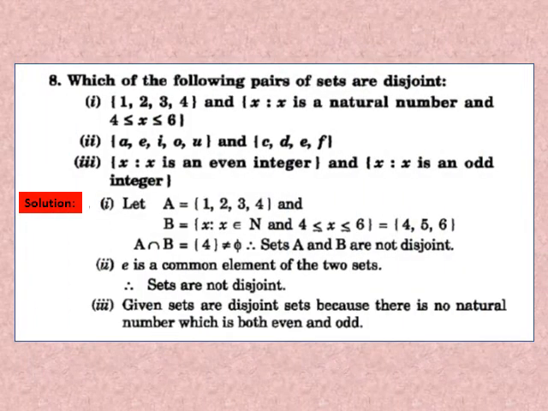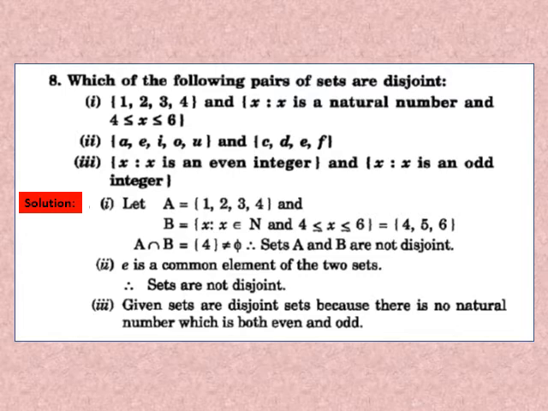Moving to question 8. Which of the following pairs of sets are disjoint? I think I forgot to explain disjoint. Two sets are said to be disjoint if their intersection is empty. That is, if A intersection B is empty, then we say that A and B are disjoint, meaning nothing is common between those two sets.